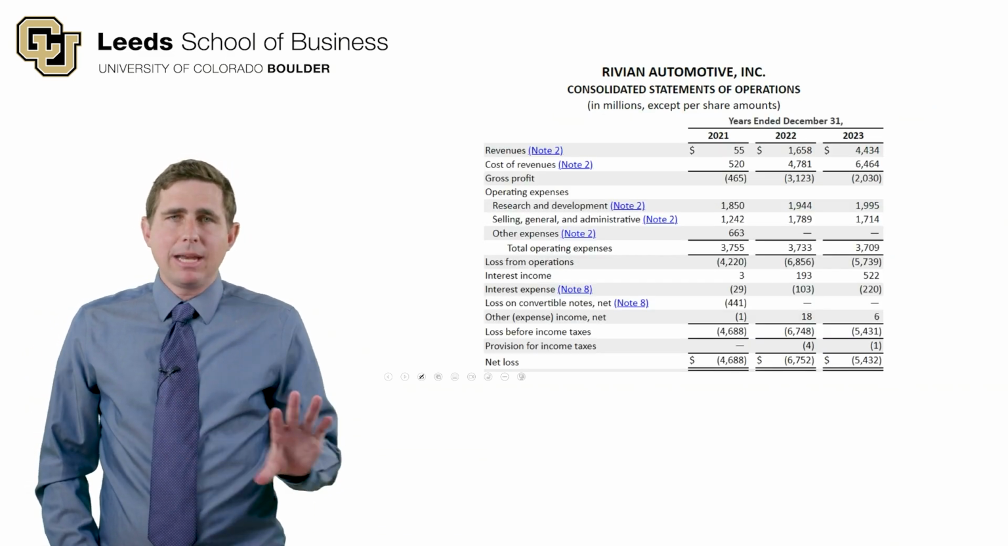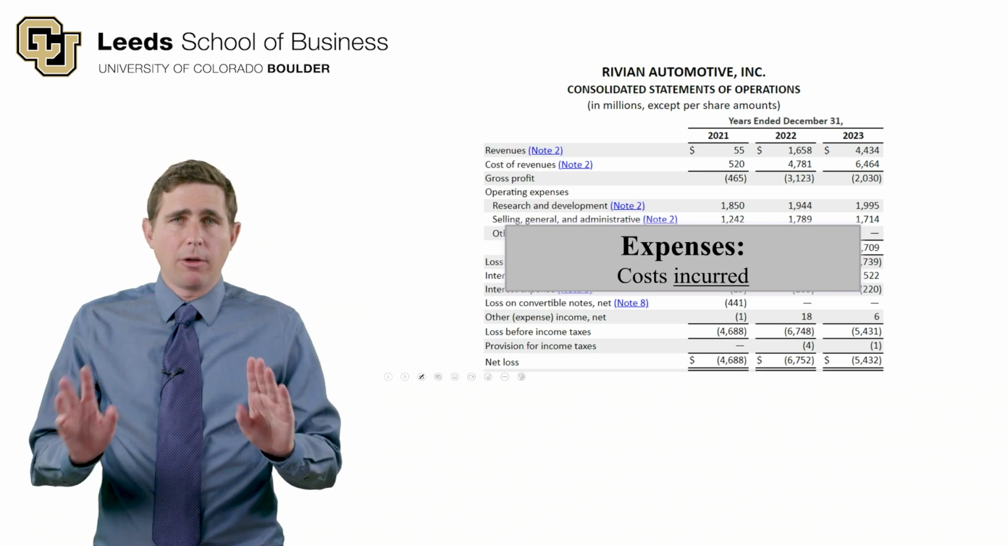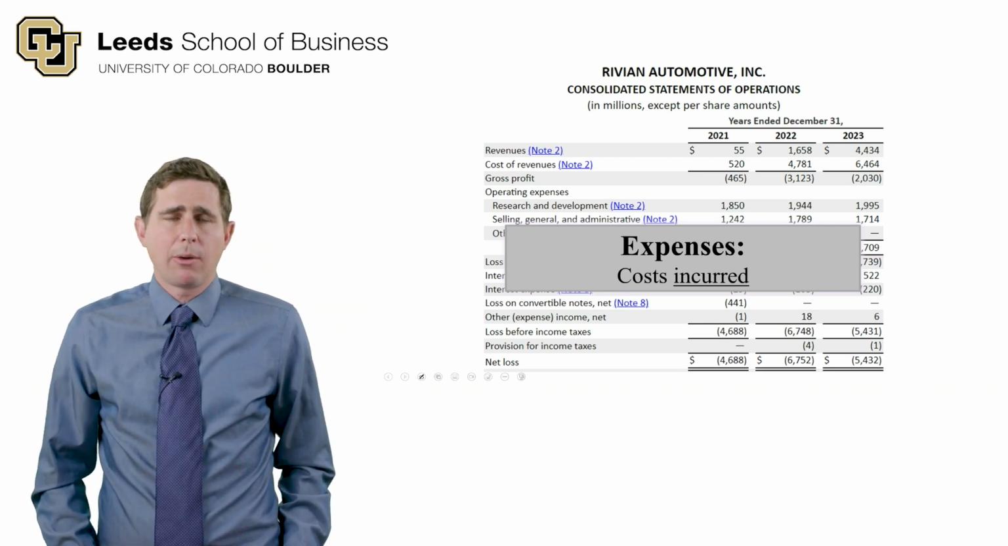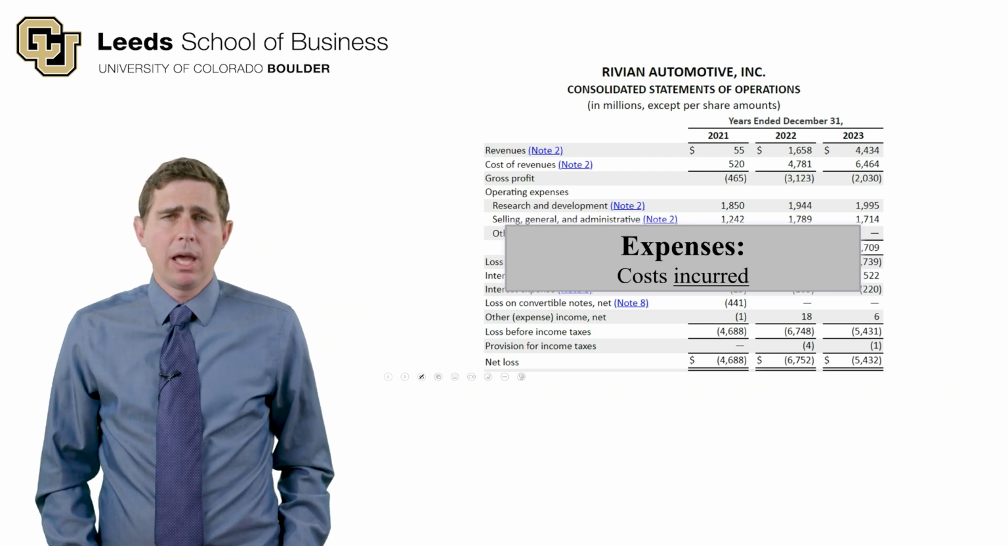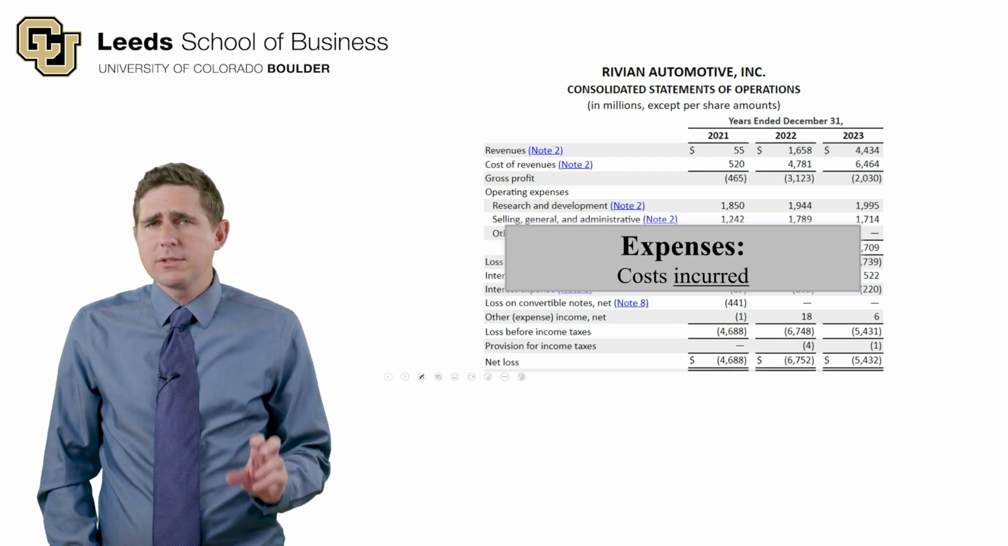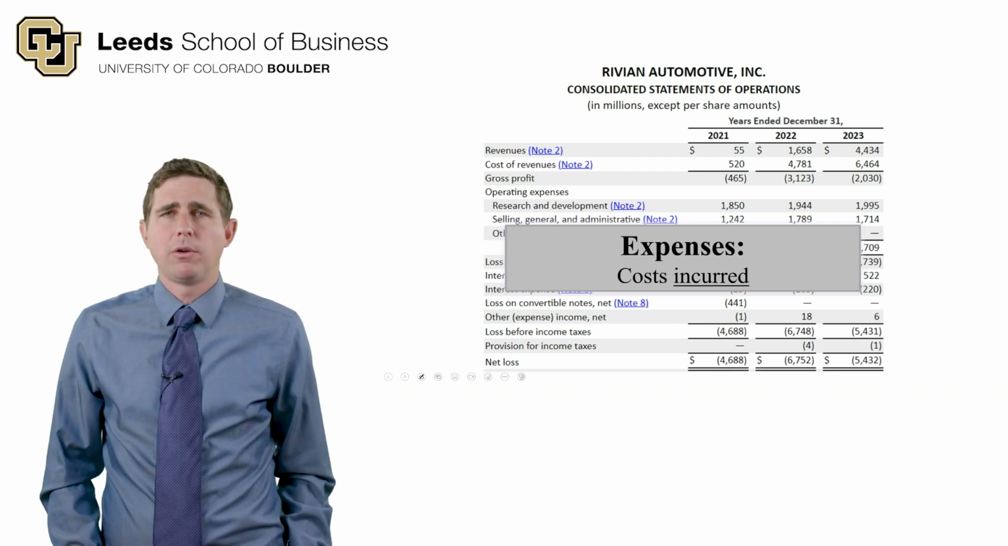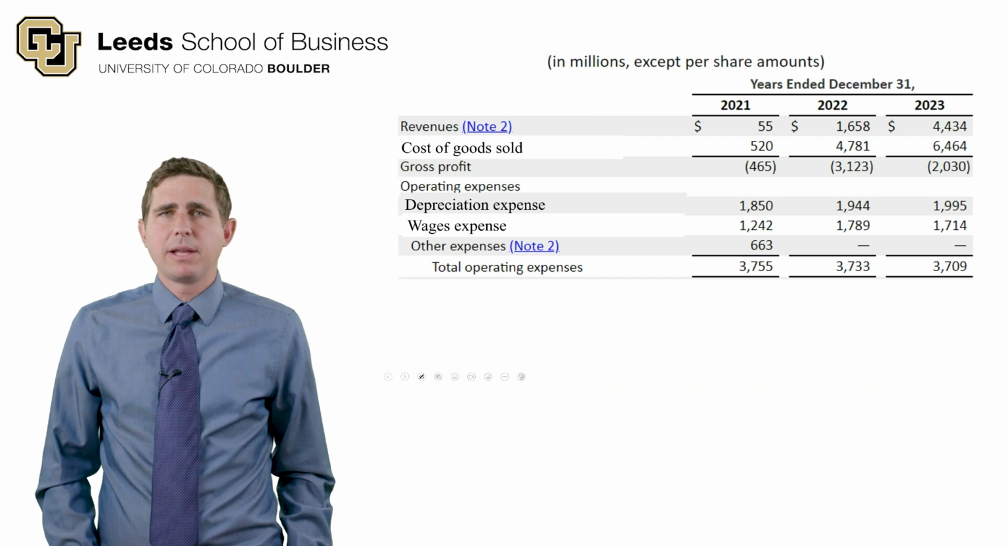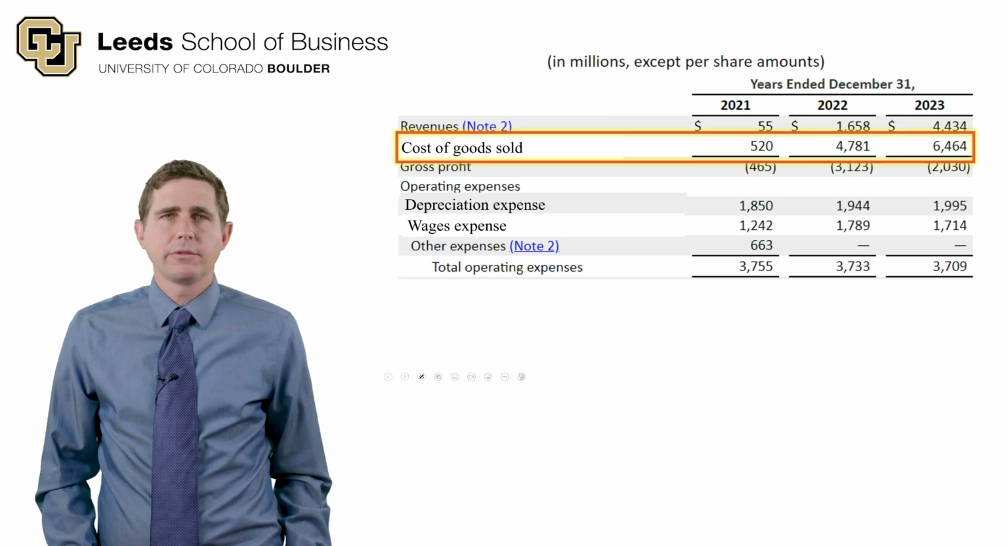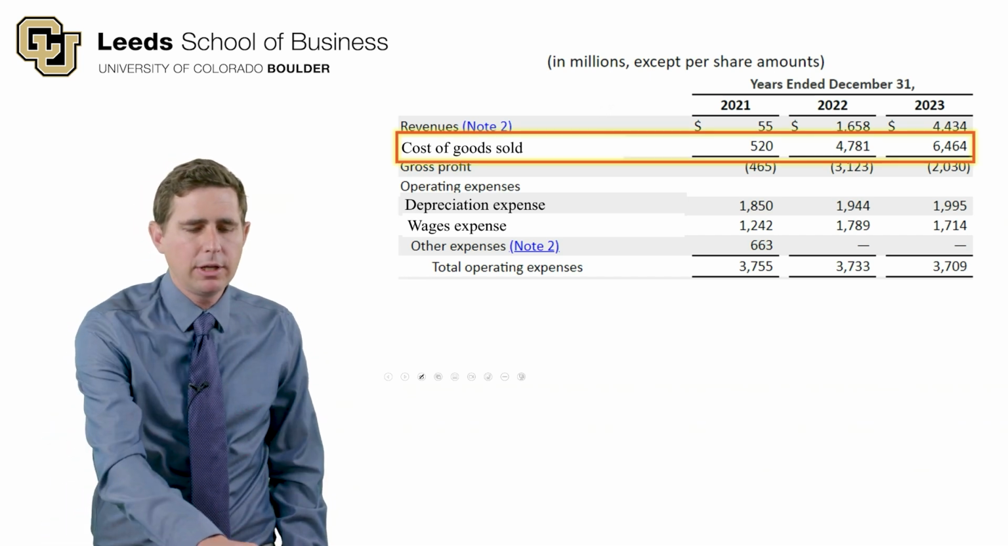Okay, now back to the main income statement, because that's the only income account. Now we're going to go through the expense accounts. I want to talk about 3 expense accounts. Remember, expenses are costs incurred by the company during the period. So the first expense account I want to go through with you is called cost of goods sold, and it's right underneath the revenue line item.